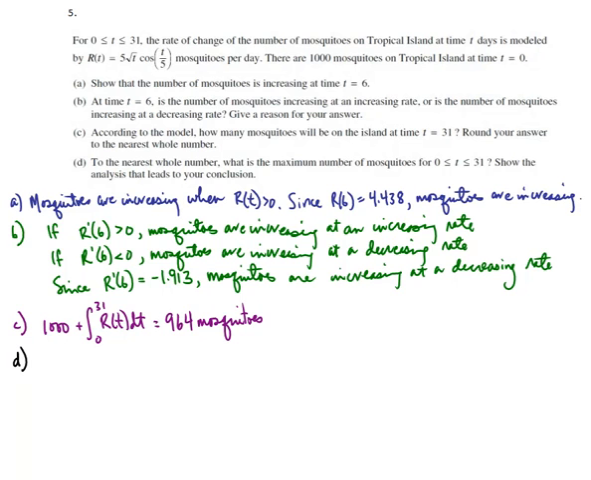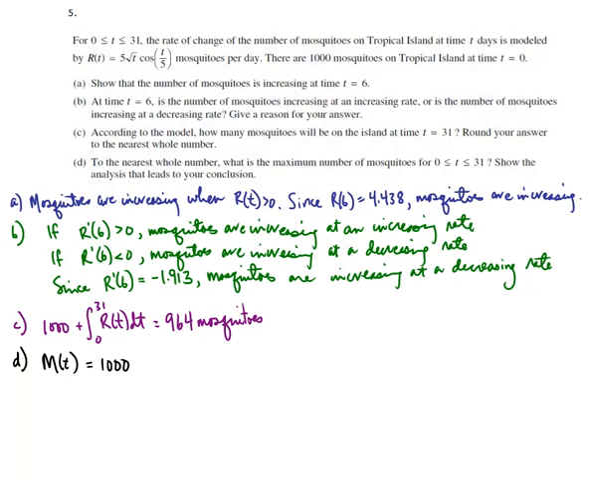We know that at time 0 we have 1,000 mosquitoes. We know that at time 31 we have 964 mosquitoes. And so we're looking to see whether there is an absolute maximum above 1,000. I'm going to define the function m to be the number of mosquitoes on the island. And it's very similar to what we used in part C.